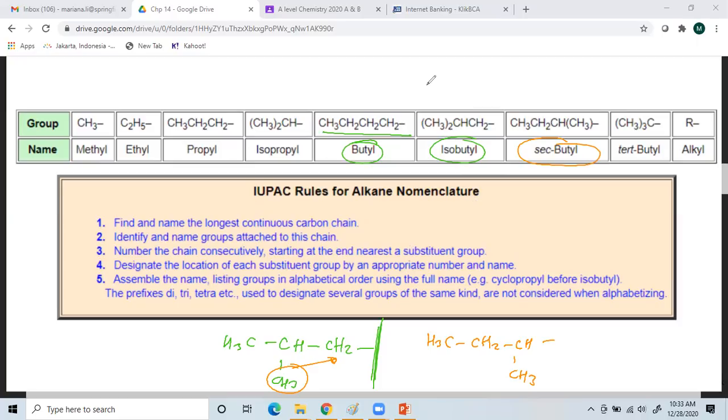Why is it called secondary? Since the C that connects to the longest chain is bonded to another C. That's why this is called secondary butyl. Four C's, but this CH is connected to another C. How about tertiary butyl? It would be like this. The C that connects to the longest chain is connected to three C's, 1, 2, 3. That's why it is called tertiary butyl. These are the best known alkyl groups in alkanes: methyl, ethyl, propyl, isopropyl, butyl, isobutyl, secondary butyl, tertiary butyl.